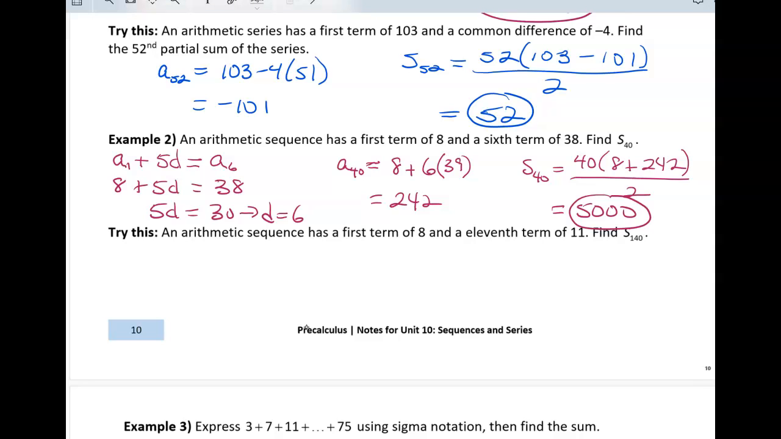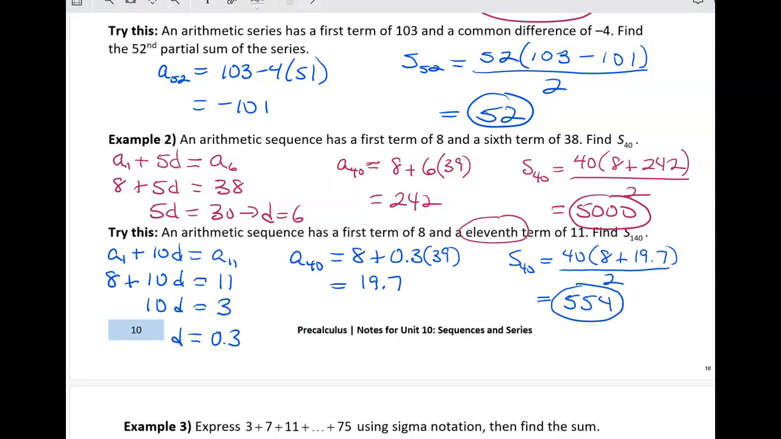All right, try the one below on your own. So in your original, it should say, I think, the 10th term is 11, but we need to change that to the 11th term. All right, try that one on your own. You should have gotten the partial sum of 554. By the way, the reason that we're calling these partial sums is that series can be considered to have an infinite number of terms. And so in those cases, when we compute the sum of 40 terms, we're only partially summing up the sequence.